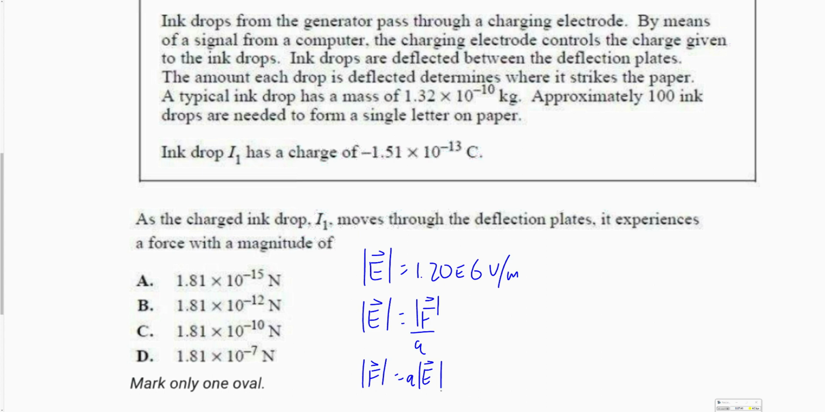No, it's not 1.6. It's 1.51, right? 1.51 times 10 to the minus 13 times 1.2 times 10 to the positive 6. I think that gives me D, doesn't it? Is that right? 1.81 times 10 to the minus 7.